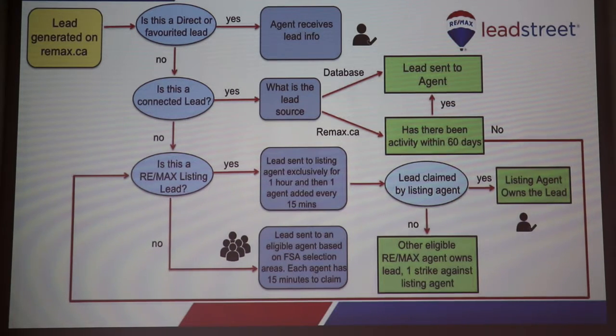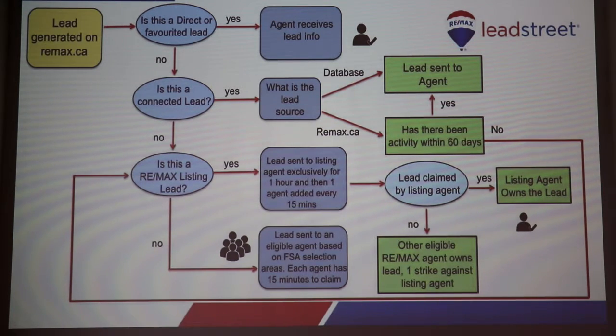And if it is, it goes to those agents. Direct is first, favorite is second. Now remember, Mary favorited me, so every time she triggers a lead, it comes to me. Now, if it's not either one of those, the system asks itself, is it a connected lead? And if it is, it asks a part B question: what's the lead source? And remember I told you there's two? There's the database connection, which was the whole Mary and I example from the beginning, or the Remax.ca connection, which is the Sylvia and I connection.